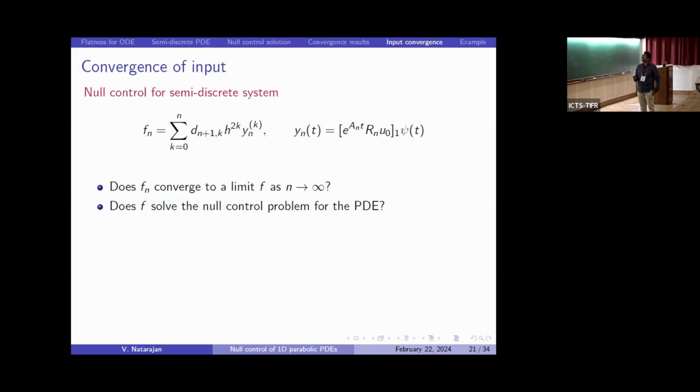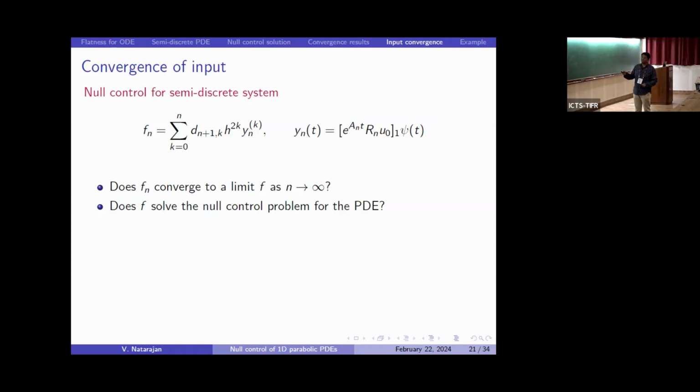Okay, so so far we have seen some properties of the semi-discrete system. What we want to show is that this null control signal that we created for the semi-discrete ODE converges as n goes to infinity. Here yn is the flat output which I defined earlier, given by this expression. So the questions again are, does fn converge to a limit f, and does the limit f solve the null control problem? Okay, so now if you look at fn, it has two components.